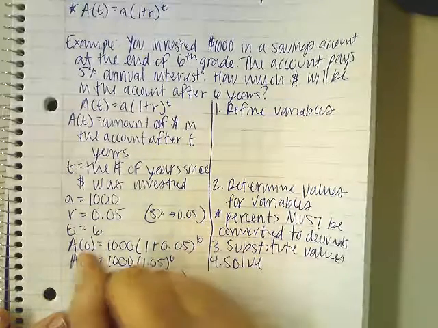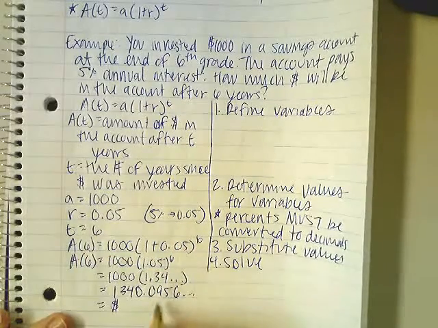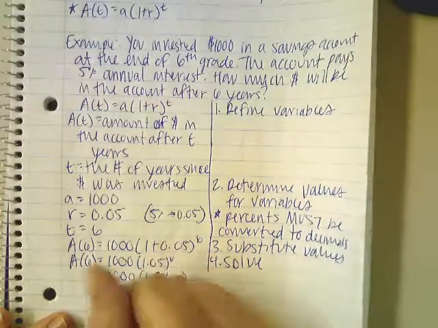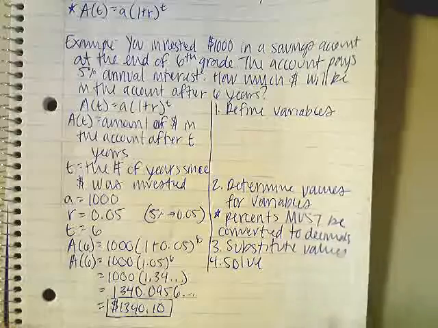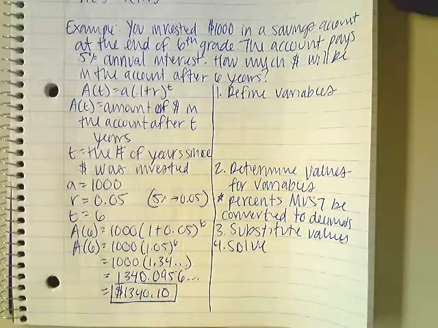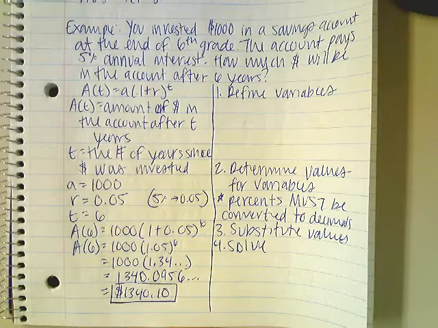1,340.0956, and it goes on. But since I'm working with money, I know I have to round it to 2 decimal places, so I get 1340.10, and that is my answer. So after 6 years, we have made $1,340.10. So that's how we use this model.